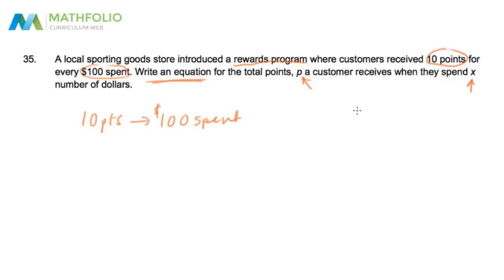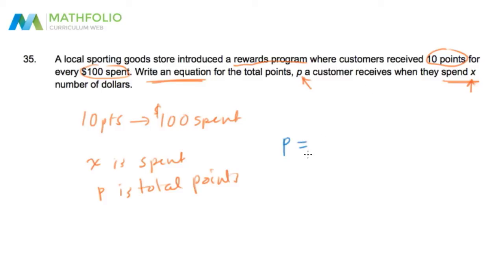If somebody spends X dollars, so X is the spend, and P is total points. So we're told these letters, we can't change them or anything. We're given these letters, we're stuck with them. But it wants us to write an equation for the total points P a customer receives when they spend X dollars.